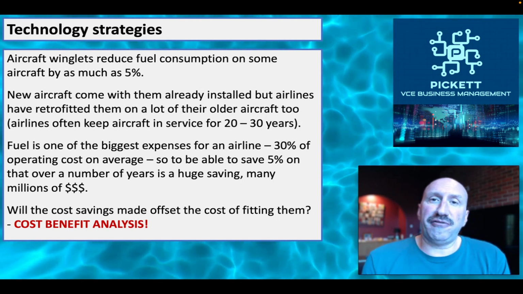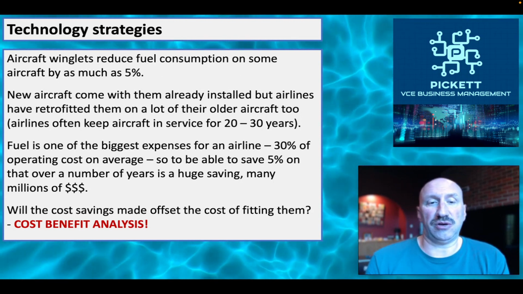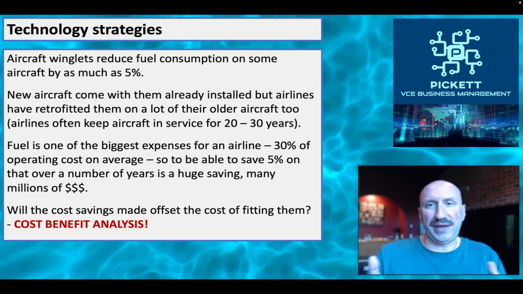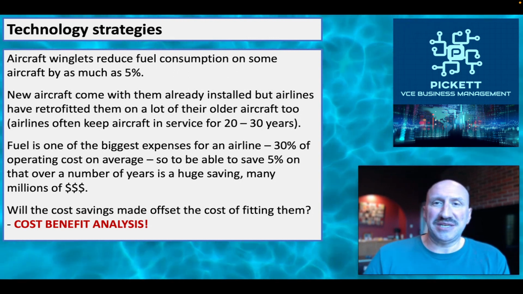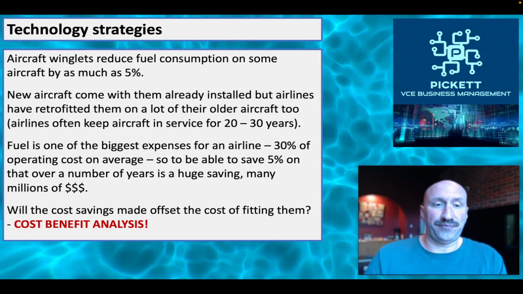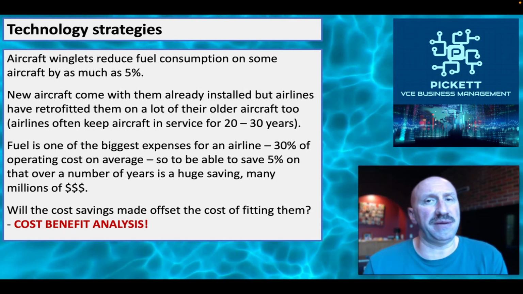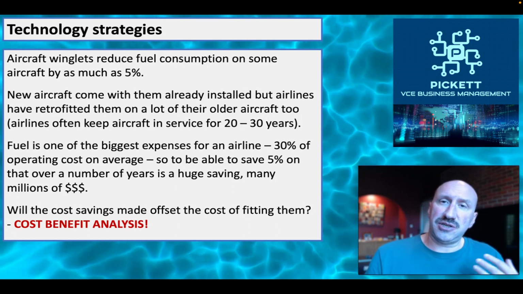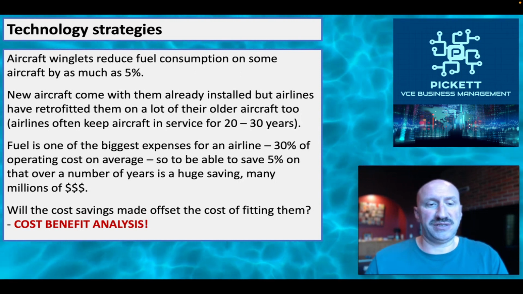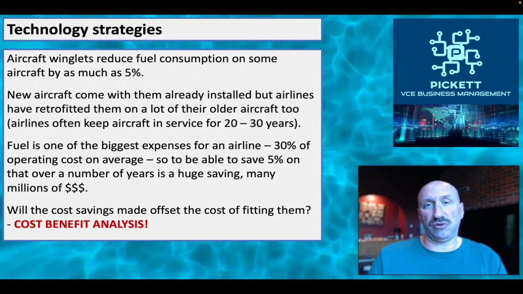Now, fuel is one of the biggest expenses for an airline, 30% of their total operating cost on average, possibly in recent times even more because fuel is more expensive than it was. So either way, a huge expense for an airline. So anything that an airline can do to reduce the amount of fuel they're using, a 5% saving on all of that over a number of years can mean savings of many, many millions of dollars. So what the airlines have to ask themselves when thinking about retrofitting this technology to older aircraft is, will the cost savings made offset the cost of fitting them? That's a cost benefit analysis.